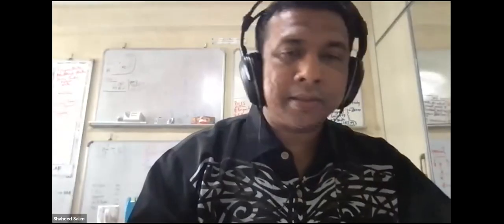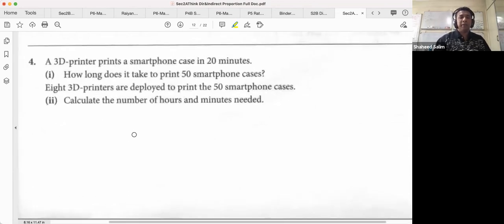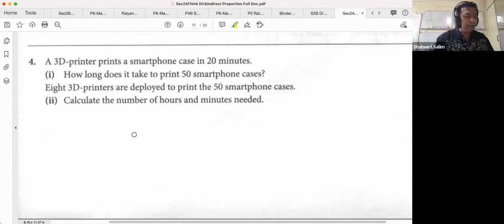We move on to question number, let's see. This one, question number 3. This 3D. Can you try this? You have to find K first. You find the answer to this one. You say you don't need K, right? You need K. You just find how long it takes to print. This one is simple, straightforward. The next one, then you use the K.